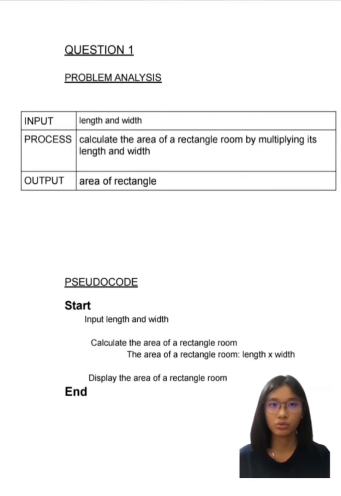Next is the part of pseudocode. Pseudocode is a simple version of a programming code in plain English before it is implemented in a specific programming language. To start writing pseudocode, we need to write start in the first line, and the second line is to input the rectangle length and width. Next is to calculate the area of a rectangle room, which is length multiplied by width, and display the area of a rectangle room. Write end in the last line after finishing all the process.